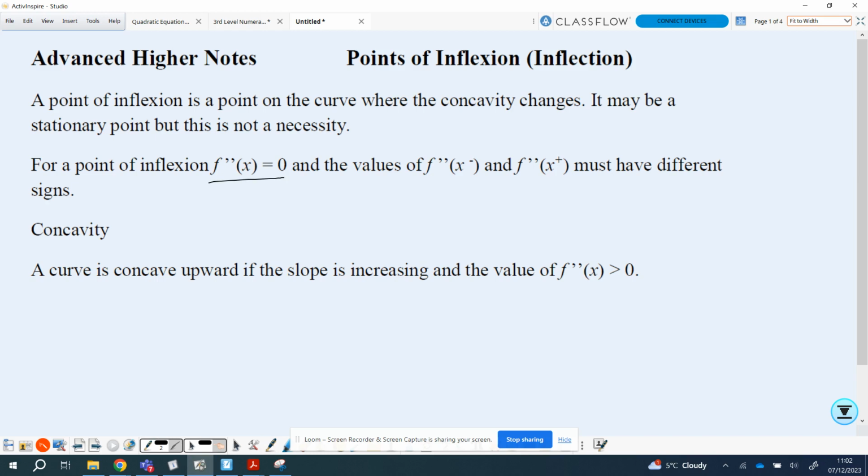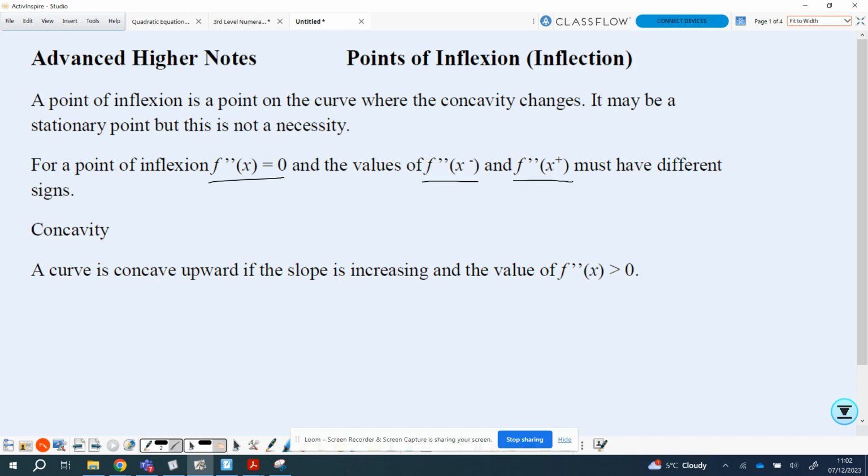But we also need a value just before x to be substituted into the second derivative and just after x, and they must have different signs. It doesn't have to be positive and negative, it can be negative and positive as long as they have different signs. So that is the main thing there. If you're watching this video, I would pause the video now and copy down those two sentences, but that's what we need for inflection.